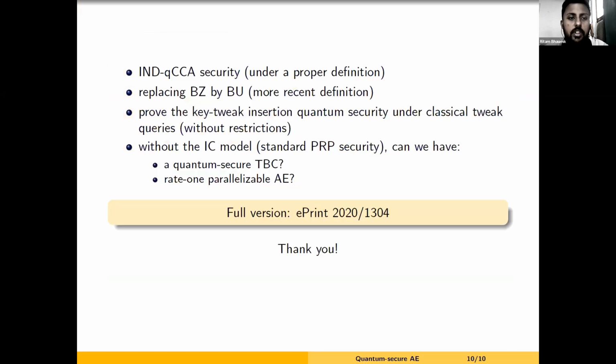And there are several open questions which we can explore, like whether we can define and show in QCC security, whether we can use the more recent definition of blind unforgeability, whether we can show the full TBC security of the key tweak insertion, and finally, whether we can say anything without the ideal cipher model. The full version is found on ePrint, and there is also a longer version of this talk on YouTube. Thanks for your attention, everyone.